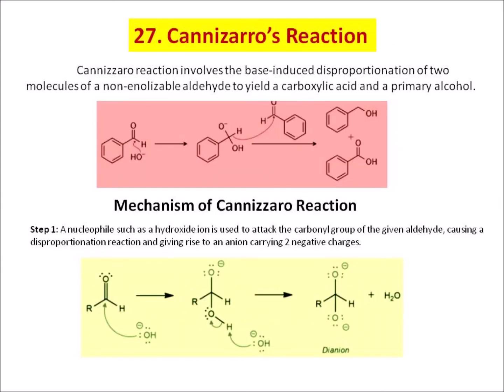Next reaction is Cannizzaro's reaction. Cannizzaro reaction involves the base-induced disproportionation of two molecules of a non-enolizable aldehyde to yield a carboxylic acid and a primary alcohol. The mechanism of Cannizzaro reaction includes a nucleophile such as hydroxide ion attacking the carbonyl group of the given aldehyde, giving rise to an anion carrying two negative charges. See here, the reaction takes place and forms a dianion.